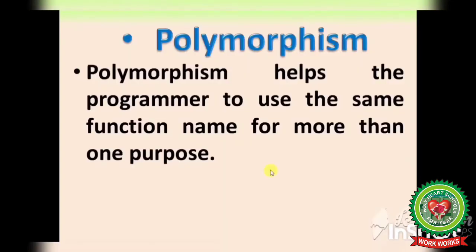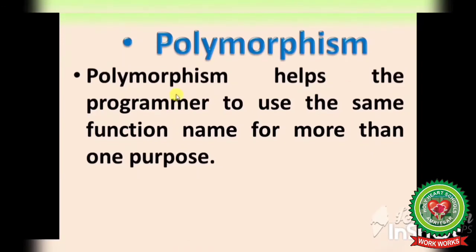The next feature which I'm going to discuss is polymorphism. The next feature of object-oriented programming is polymorphism. The word polymorphism means many forms, which helps the programmer to use the same function name for more than one purpose. Now let us understand the concept of polymorphism by taking the example of a mobile phone.